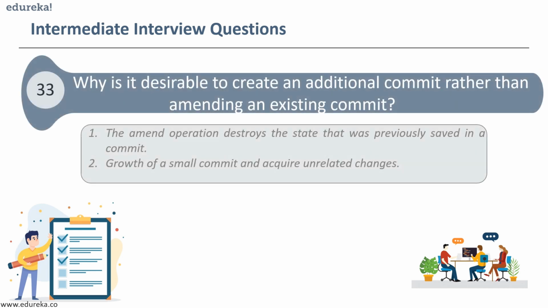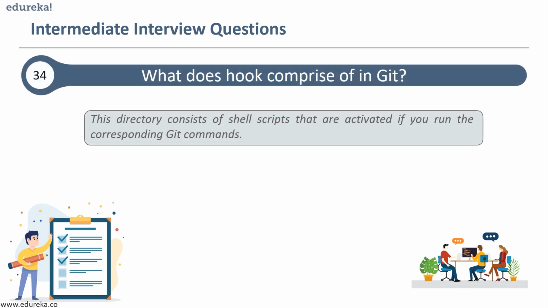The next question is, why is it desirable to create an additional commit rather than amending an existing commit? So there are two reasons for this. The first one, the amend operation destroys the state that was previously saved in a commit. If there is just the commit message that is being changed, then that is not a problem. But if the contents are being amended, then the chances of eliminating something important remain higher. The second reason is that abusing the git --amend command can result in the growth of a small commit and acquire unrelated changes.